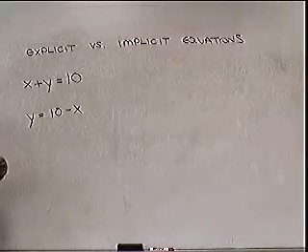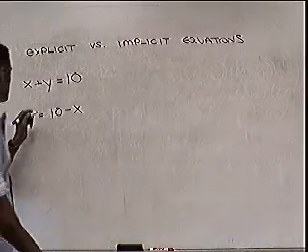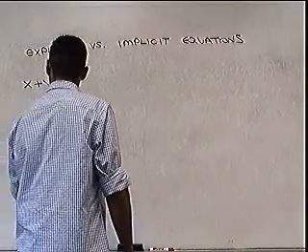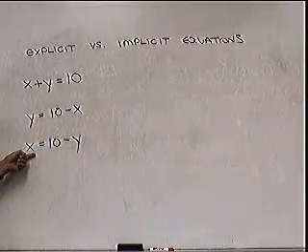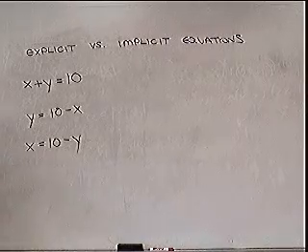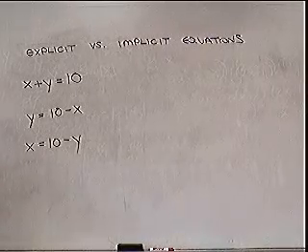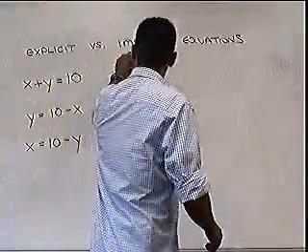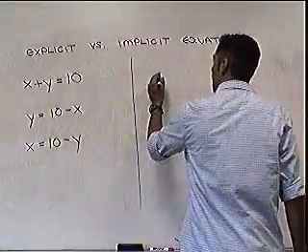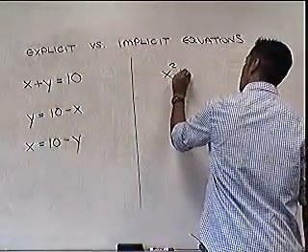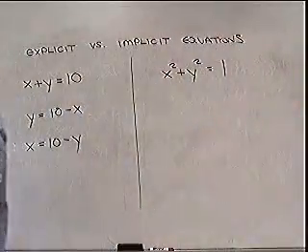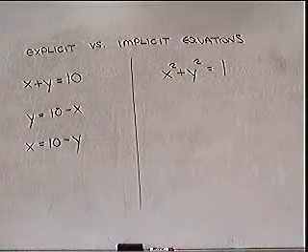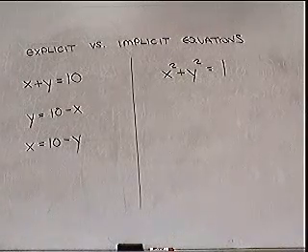And you could have done it the other way around too. You could have solved for x. You could have said x equals 10 minus y, right? And now, x can be determined if you just tell me what y is, right? Okay, let's look at that versus something like this. X squared plus y squared equals 1. Now, can you solve that for y?